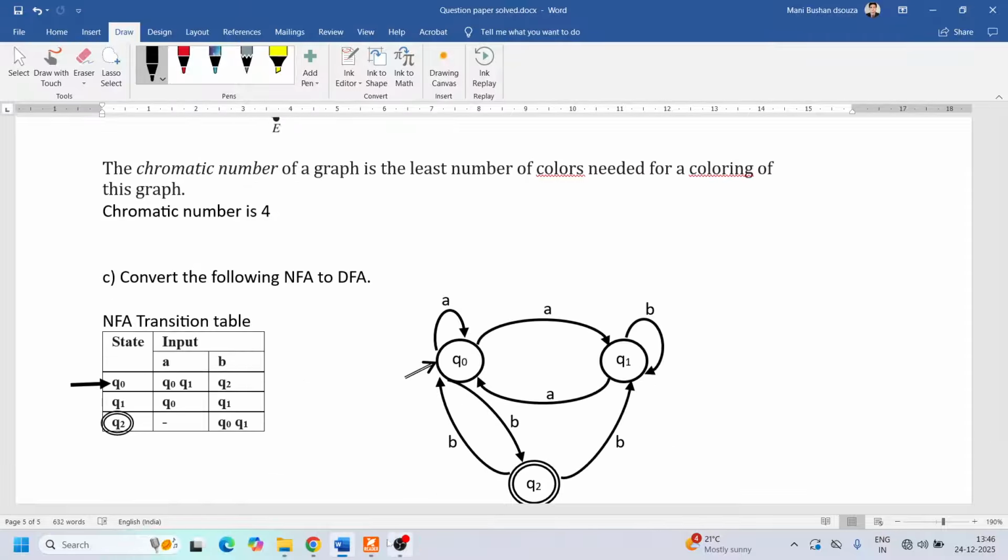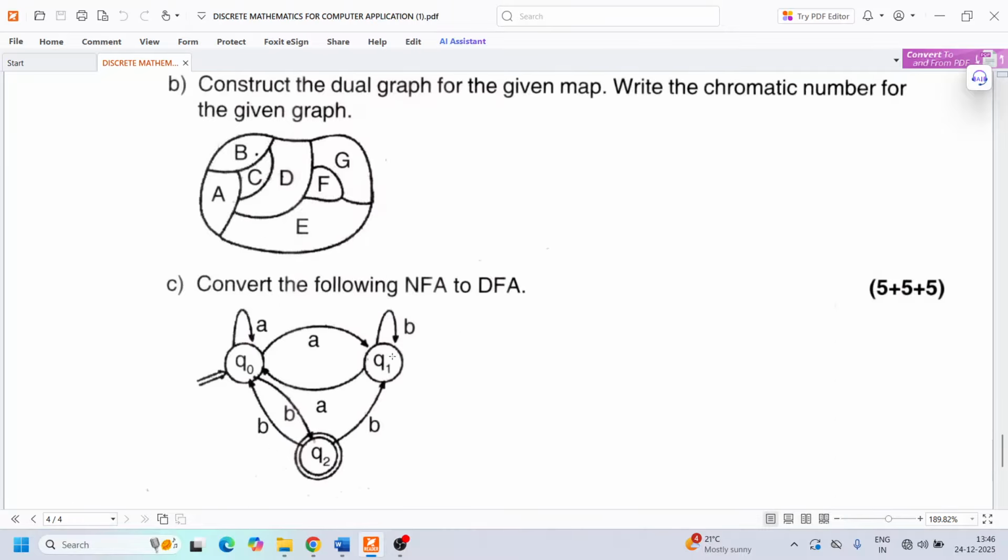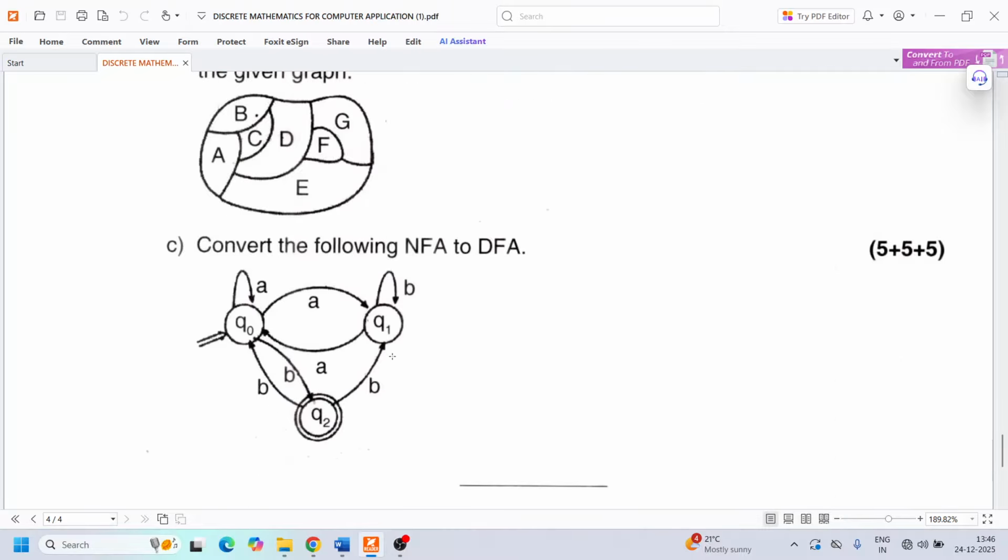Now the next one that is given over here, the last question that is coming on this one is convert the given NFA into DFA. How can I convert NFA into DFA? So this is the given graph that we are supposed to convert. So let's go ahead and do that.